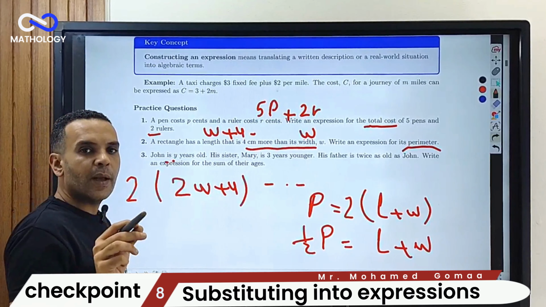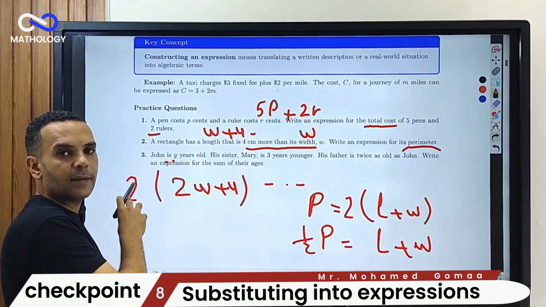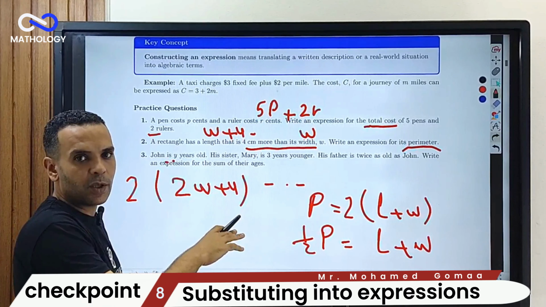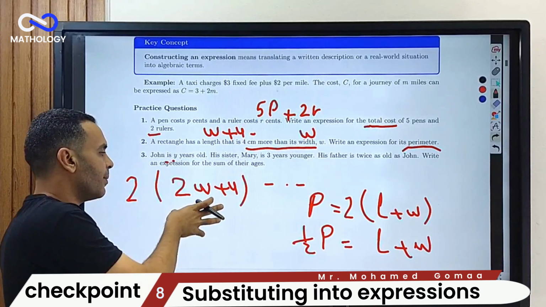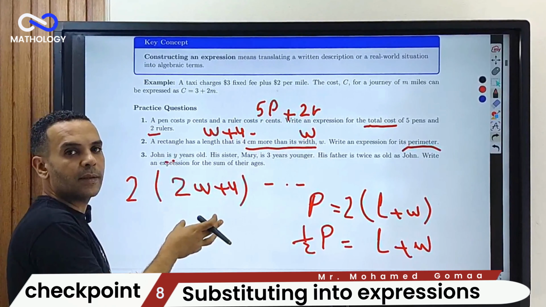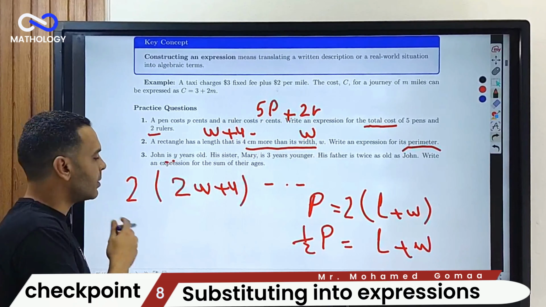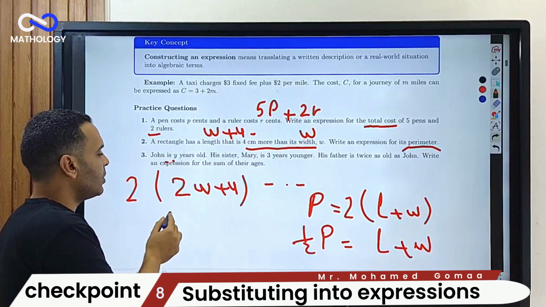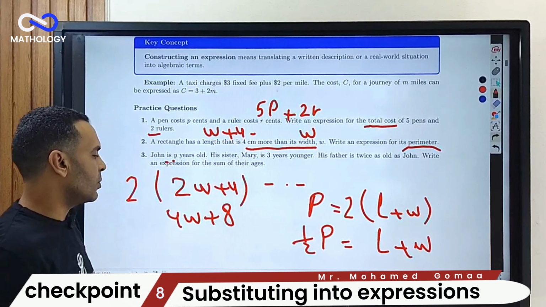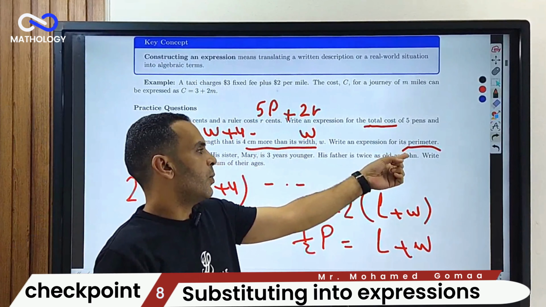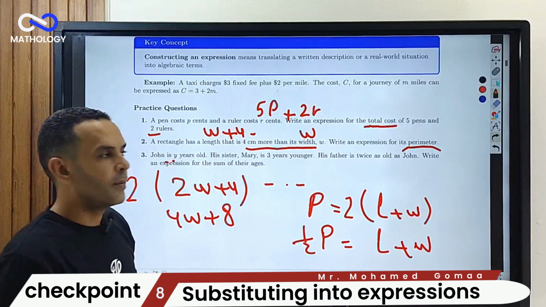If you want to multiply anything by an algebraic expression, multiply this number by each term in the expression. Multiply 2 by 2w, then multiply 2 by 4. Multiply each term inside the brackets by the term outside the bracket, or by the other factor. 2 multiplied by 2w will be 4w, and 2 times 4 equals 8. The algebraic expression which expresses the perimeter of the rectangle is 4w plus 8.